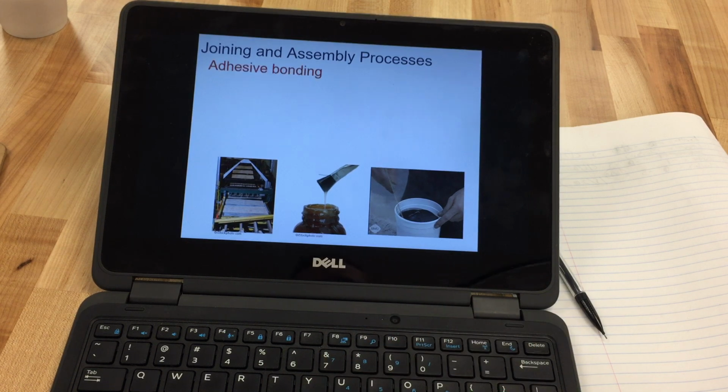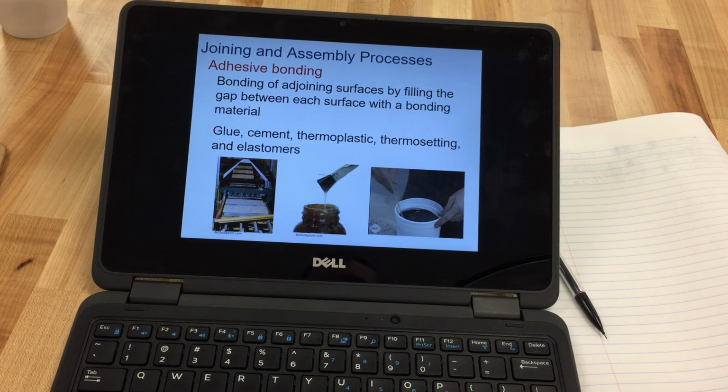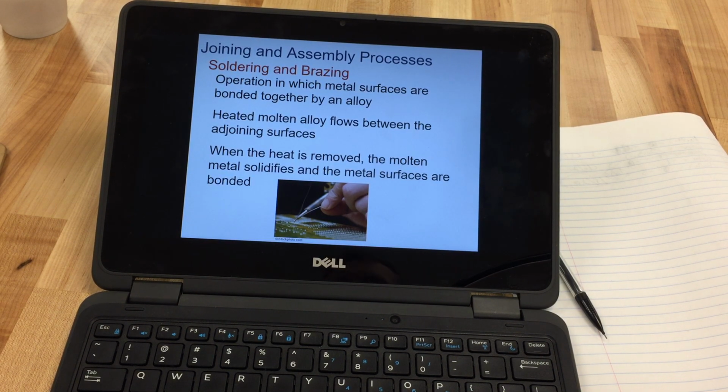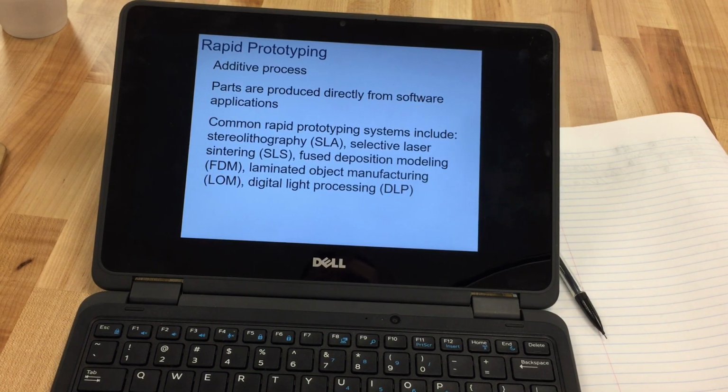Other things like glues, adhesive bonding, thermoplastic, elastomers, things like that. Soldering and brazing, which is kind of like miniature welding, typically used for more electrical parts. Rapid prototyping would be the use of the 3D printer.